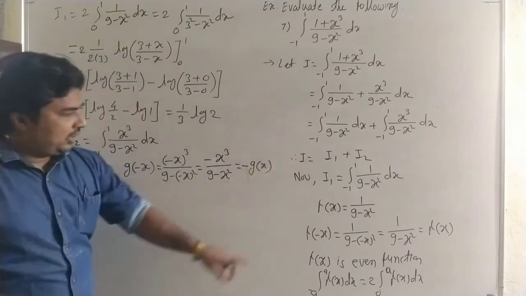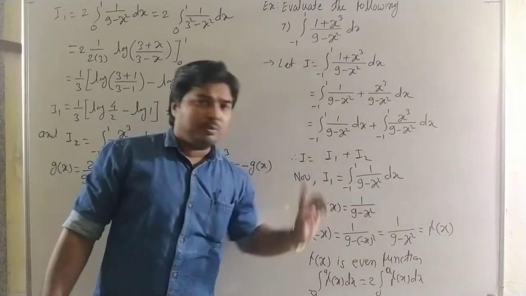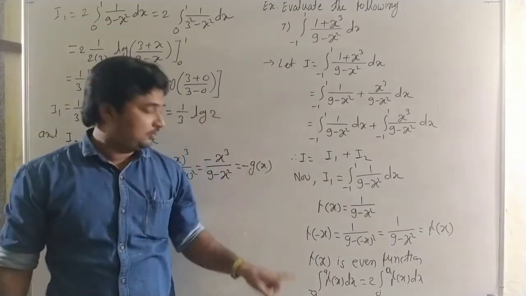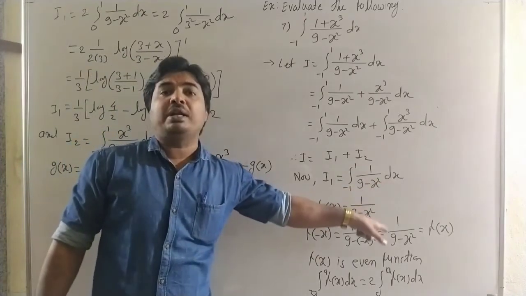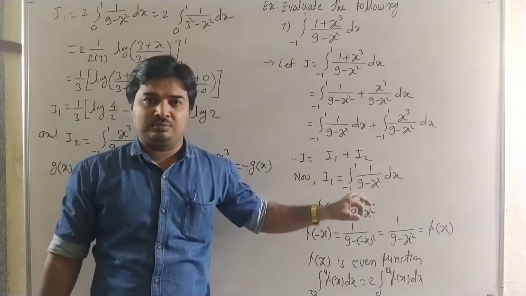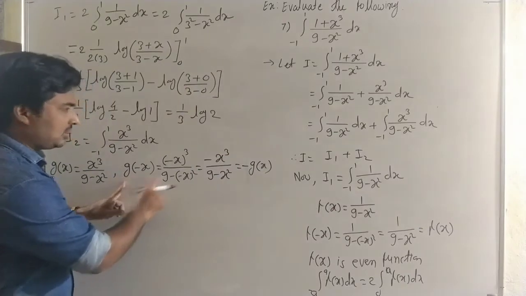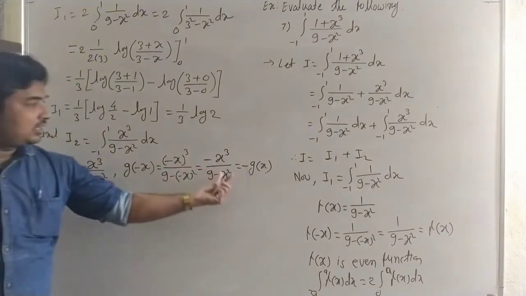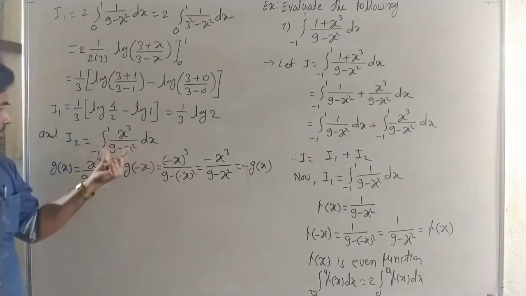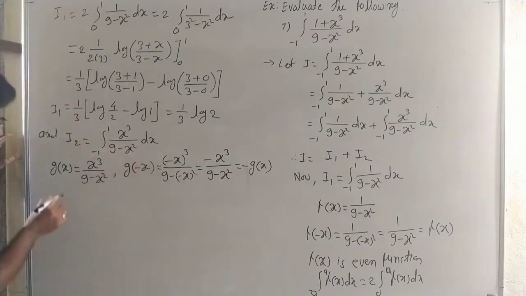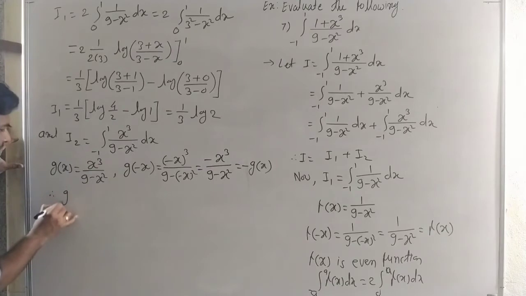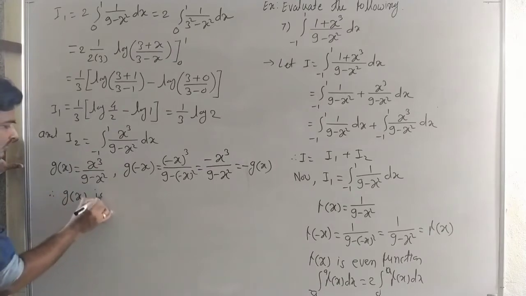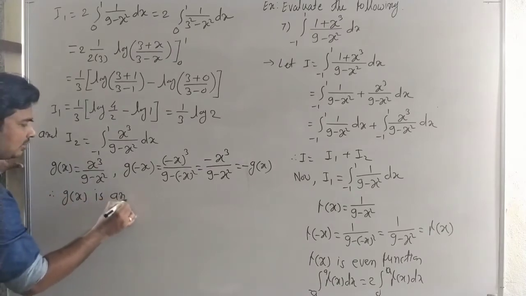When f of minus x is equal to f of x, then the function is an even function. If f of minus x is equal to minus f of x, then it is an odd function. Here g of minus x is equal to minus g of x, so it is an odd function, and the integral of an odd function is 0. Therefore g of x is an odd function.